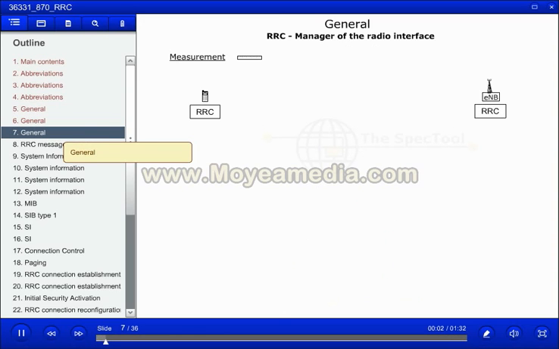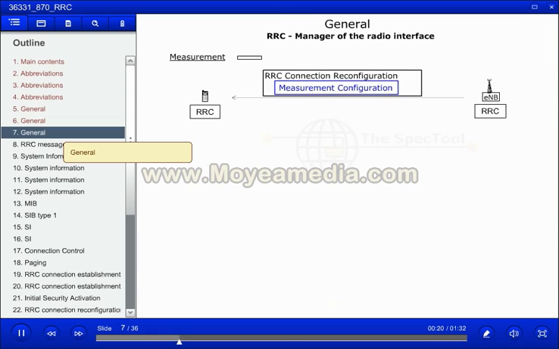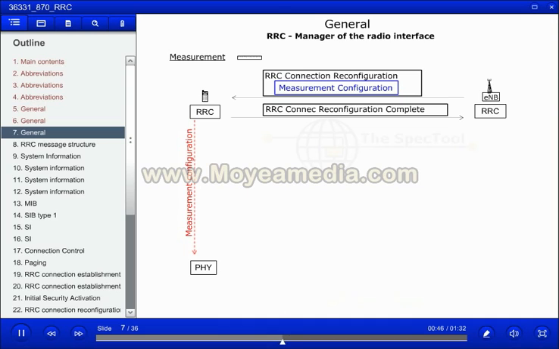Another important task for the RRC is to control the measurement configuration and evaluate measurement results in order to make decisions about, for example, handover. The RRC in the eNode B will send information about measurement configuration to the RRC in the UE. This will be included in the RRC connection reconfiguration message. The RRC layer in the UE will inform the physical layer about the required configuration and acknowledge the reception of the measurement configuration by sending the RRC connection reconfiguration complete message to the RRC in the eNode B.